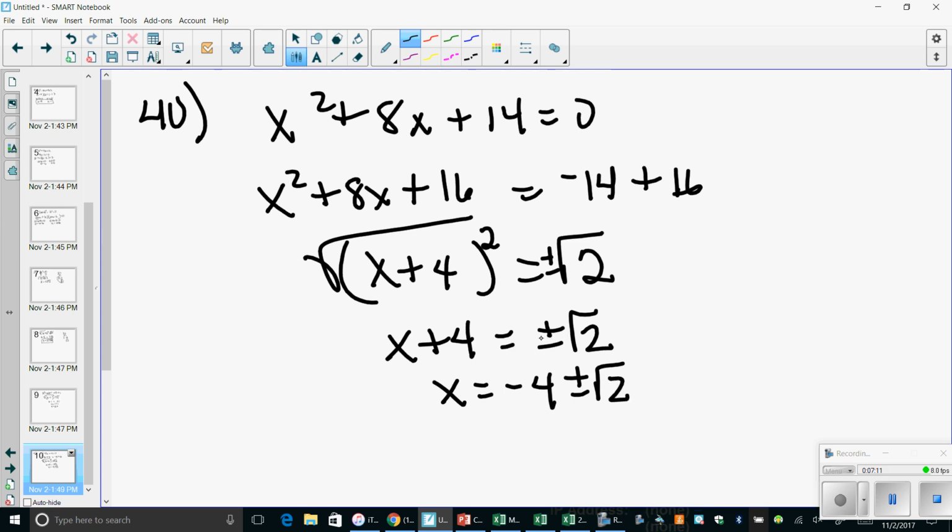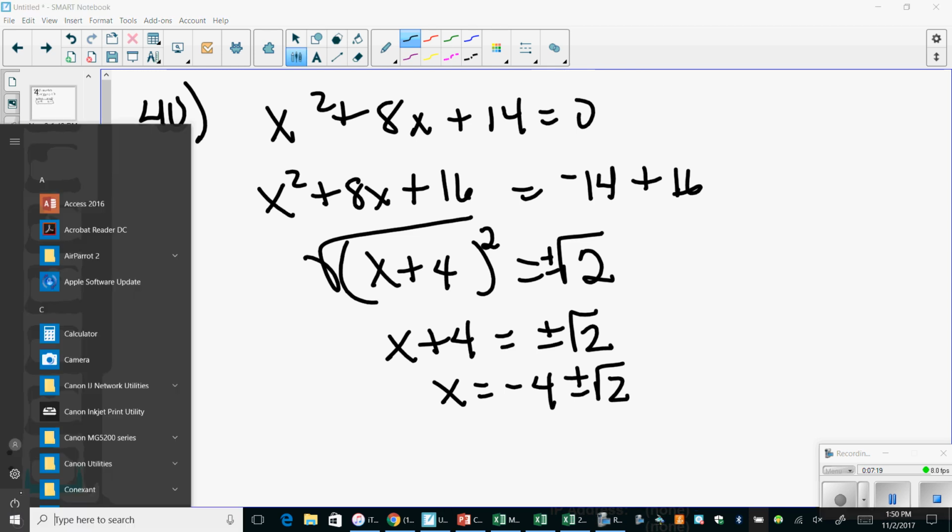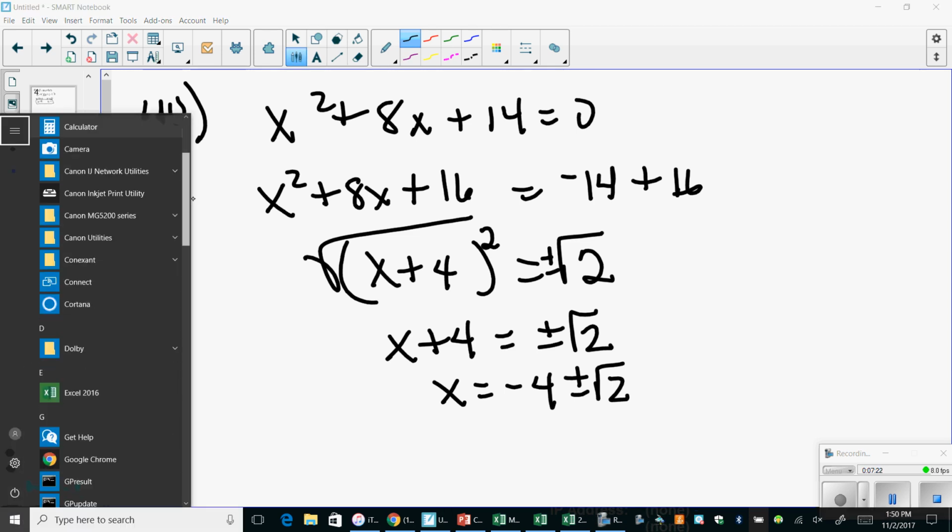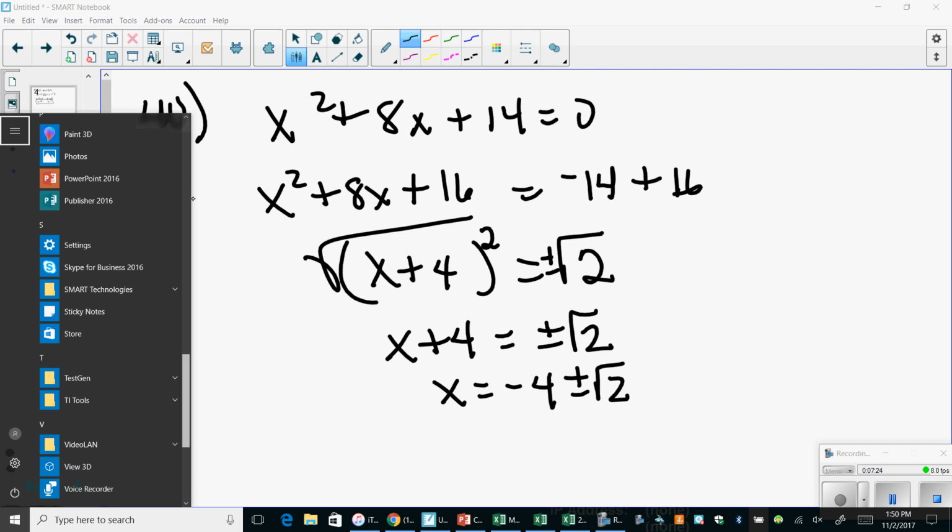I told you to skip 45 and 50. I will show you how to do 55 using a graphing calculator. Thought maybe I had a calculator there, but I don't see it. So let's find my calculator.